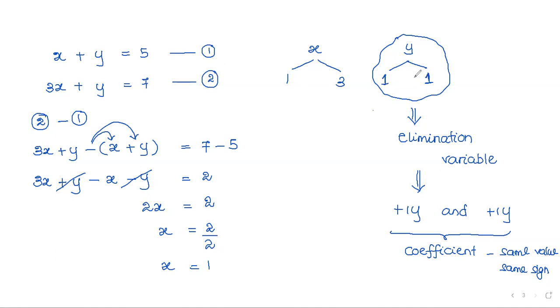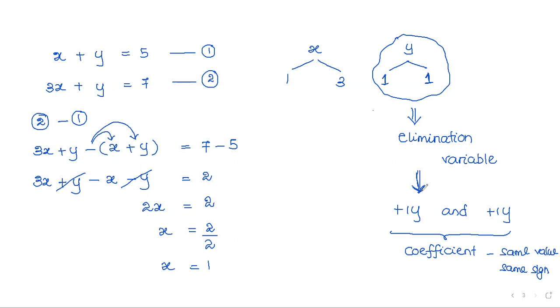Right. So after identifying the elimination variable, we look at the sign of the coefficient. Here we identify that both of them have the same sign, positive and positive. If they have the same sign, it can be positive, positive or negative, negative, children. Then we subtract the equations. Here I decided to subtract equation 1 from equation 2.